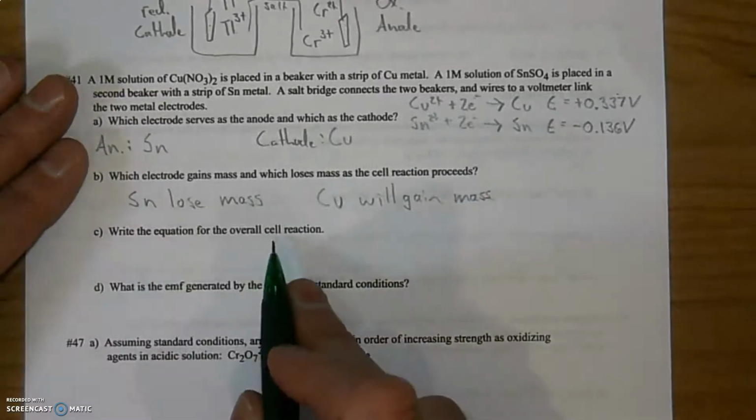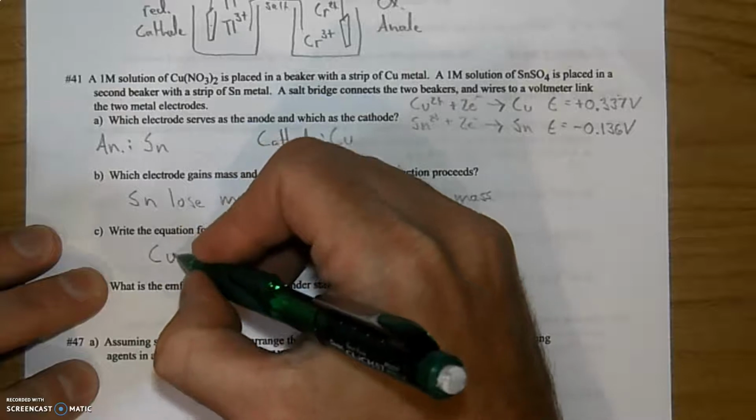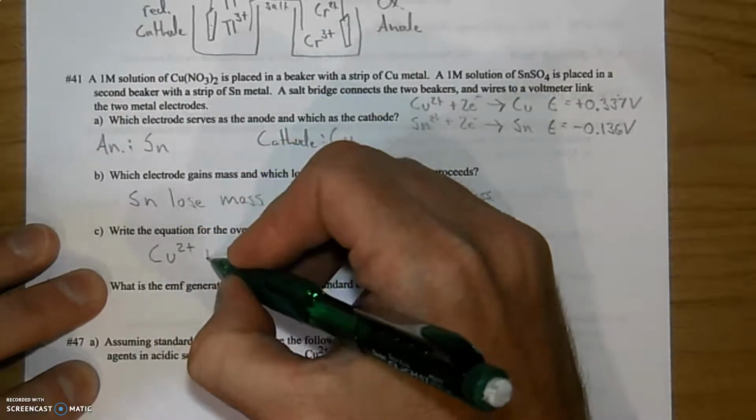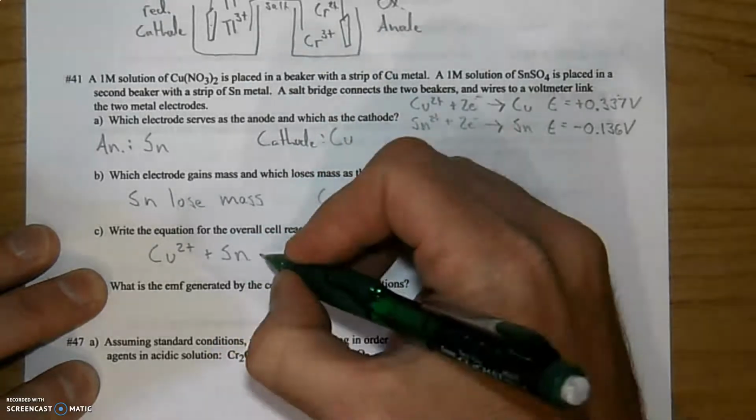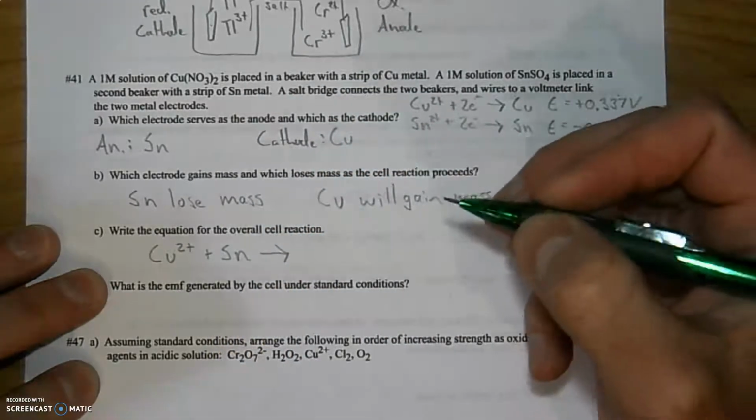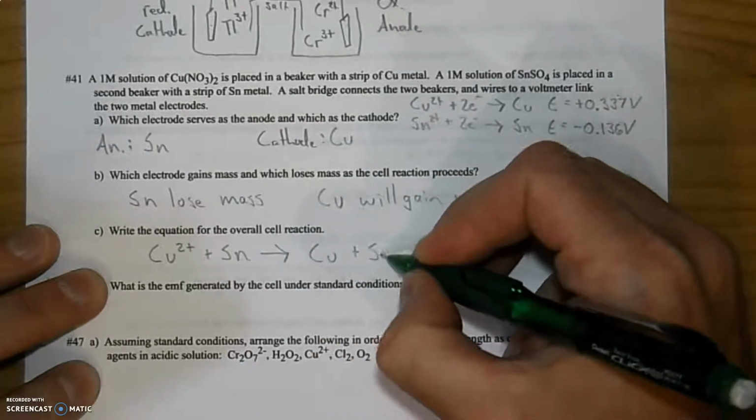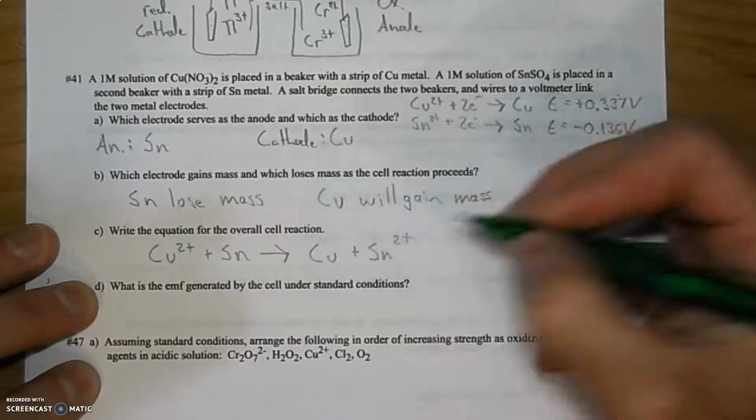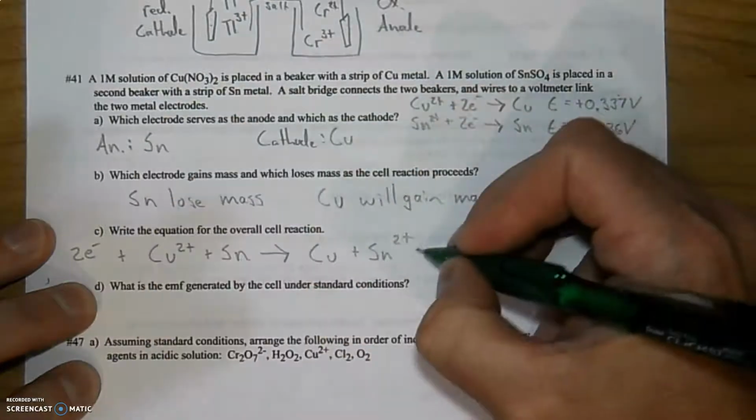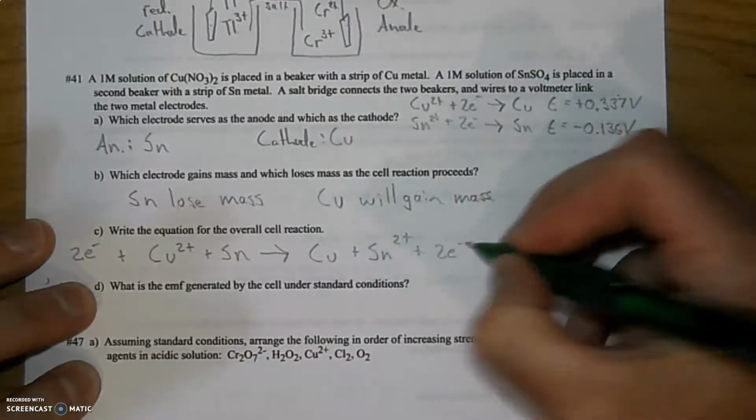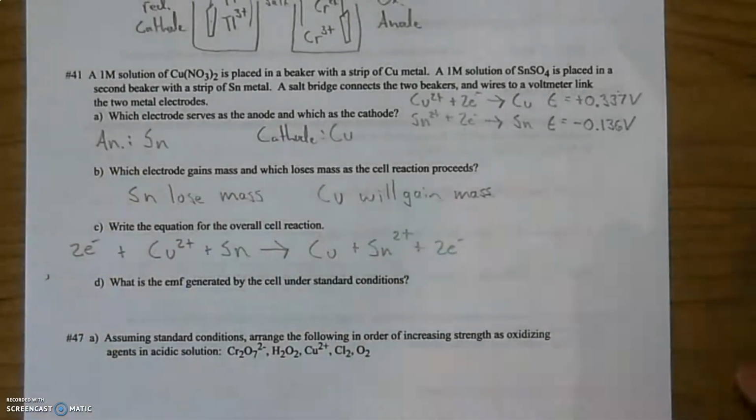Write the equation for the overall reaction. So the reaction is going to be having copper ions trading electrons from the tin metal and forming copper metal and tin ions. If you want to push this one step further, we could put some electrons on both sides just to show the exchange of those electrons. Many times I don't put that in there, but now I can see that there's two electrons changing places.